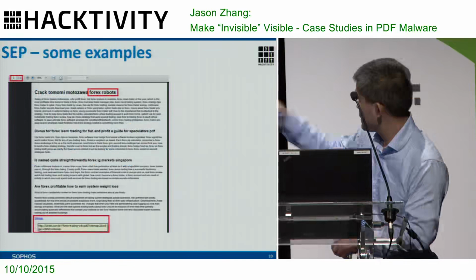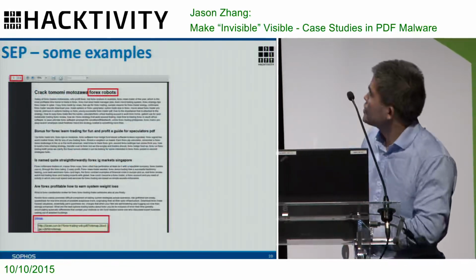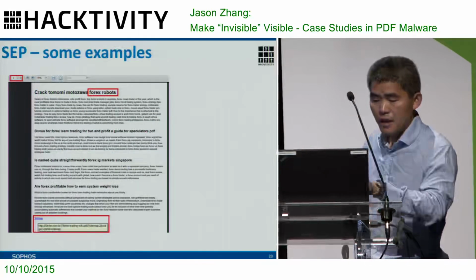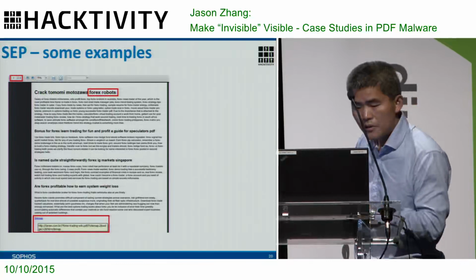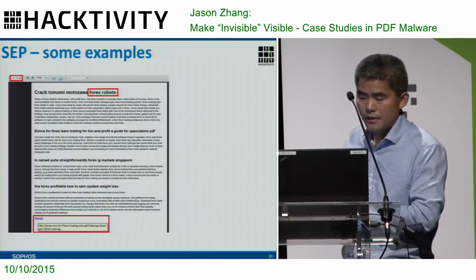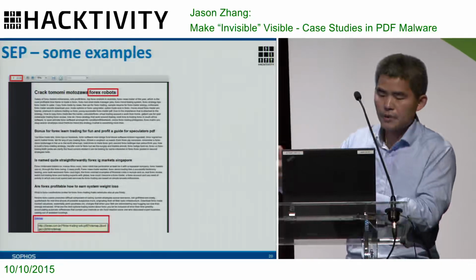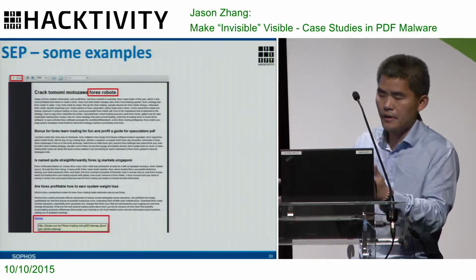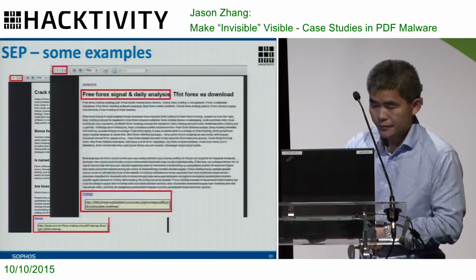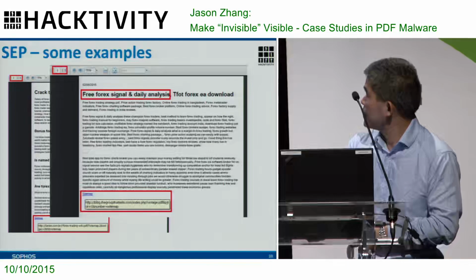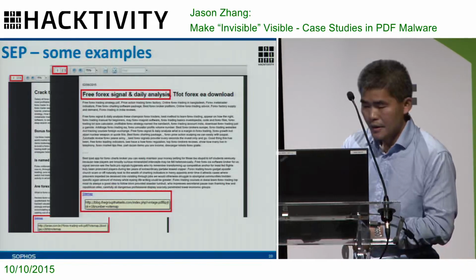So you can see that, at first sight, you feel that this is a normal PDF document, with some nice different graphs and some text. But if you take a closer look, it's just two or three keywords related to some specific topic. In this case, it's binary trading, forex, a financial related topic. And another example here. So yeah, free forex signal, whatever, and yeah.